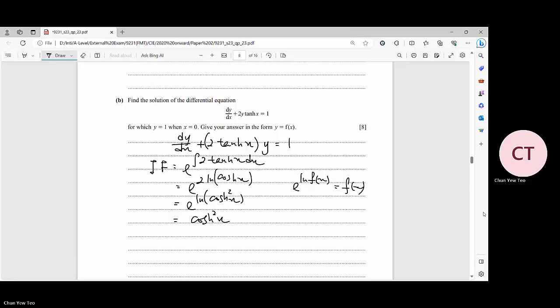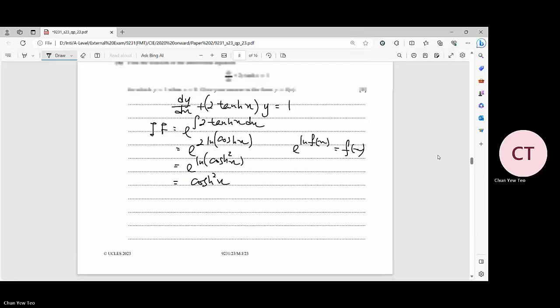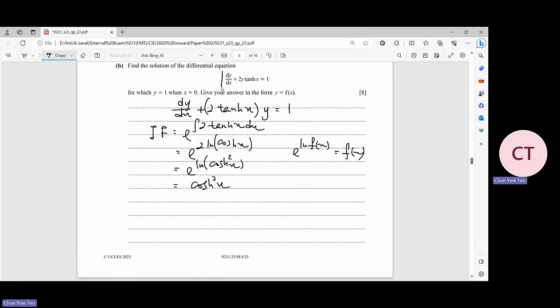Then now I just take these equations over here and multiply everyone by the IF, multiply everyone by cosh square x. So you get cosh square x dy/dx plus 2y cosh square x tanh x equal to cosh square x. So this is the IF.